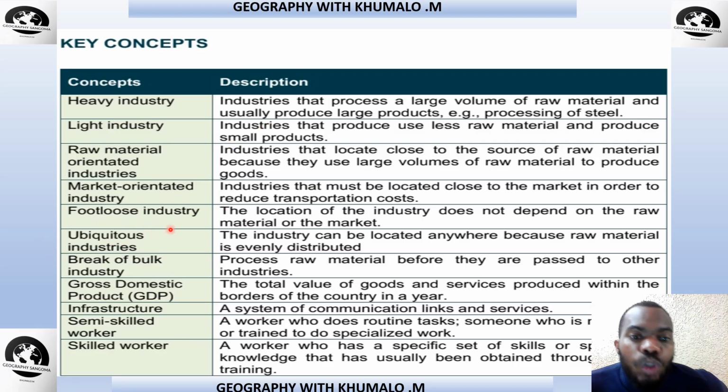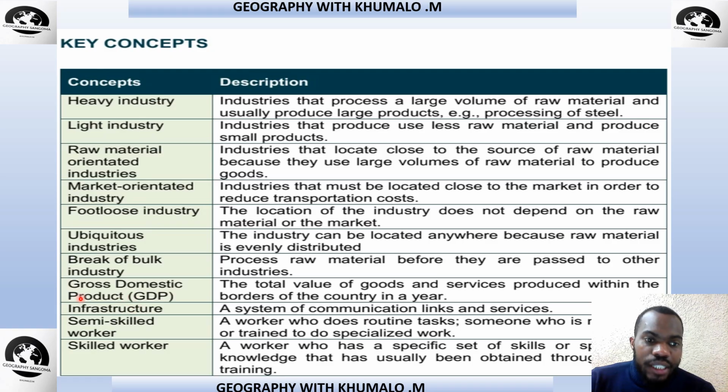And then footloose industries, those are types of industries where the location of the industry does not depend on the raw material or the market, so they are found everywhere. Now, the ubiquitous industries are the industries that can be located anywhere because raw material is unevenly distributed. So this one is anywhere and footloose is everywhere. Then we've got the break of bulk industry. This is an industry that processes raw materials before they are passed to the industries. So this industry is found between the raw materials and the market.